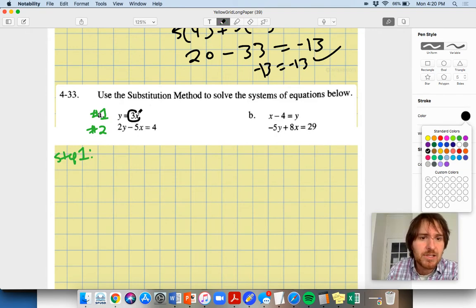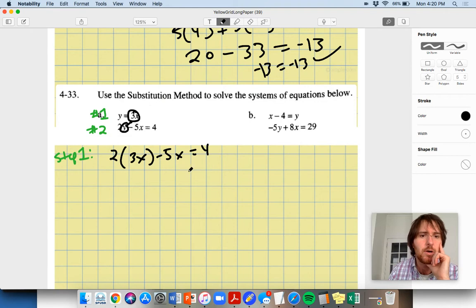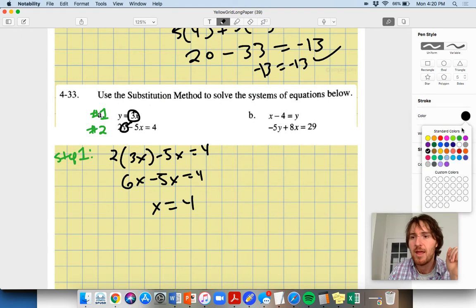So what we're going to do here, substitution method, take 3x and substitute for y. We know what y is equal to. Get rid of it. Now we just have x in the equation. Okay, there's step 1. 2 times 3x minus 5x equals 4. Distribute. Really, this is just multiplying. There's just one term right here. So this is 6x minus 5x equal to 4. 6x minus 5x is x. x equals 4.